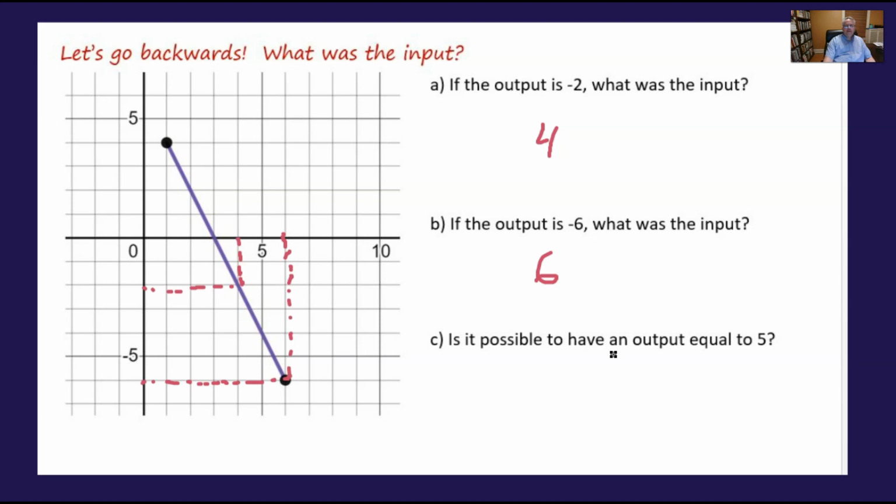Is it possible to have an output equal to 5? Well, if I look up here, this y value, there's no graph for that y value. So no. That means that 5 is not in the range. It's not an output for this function.